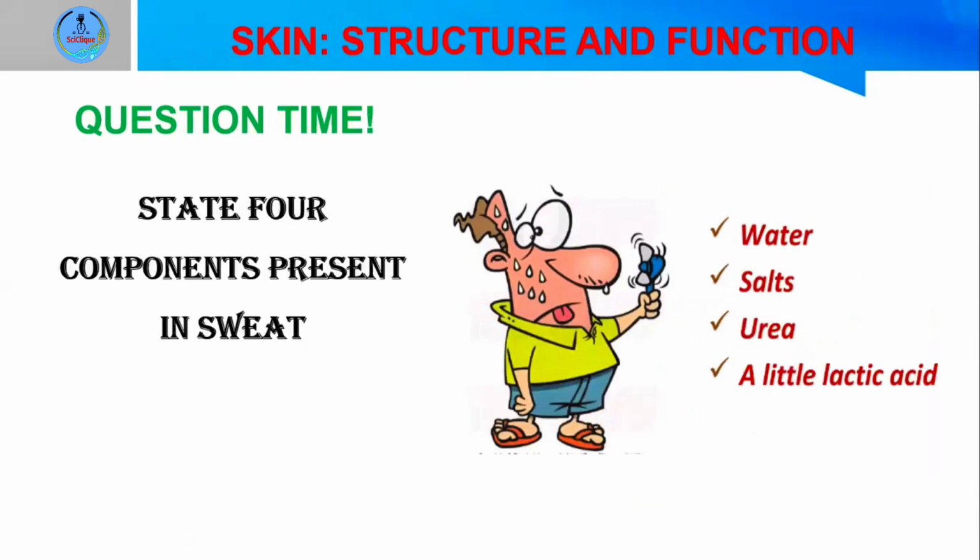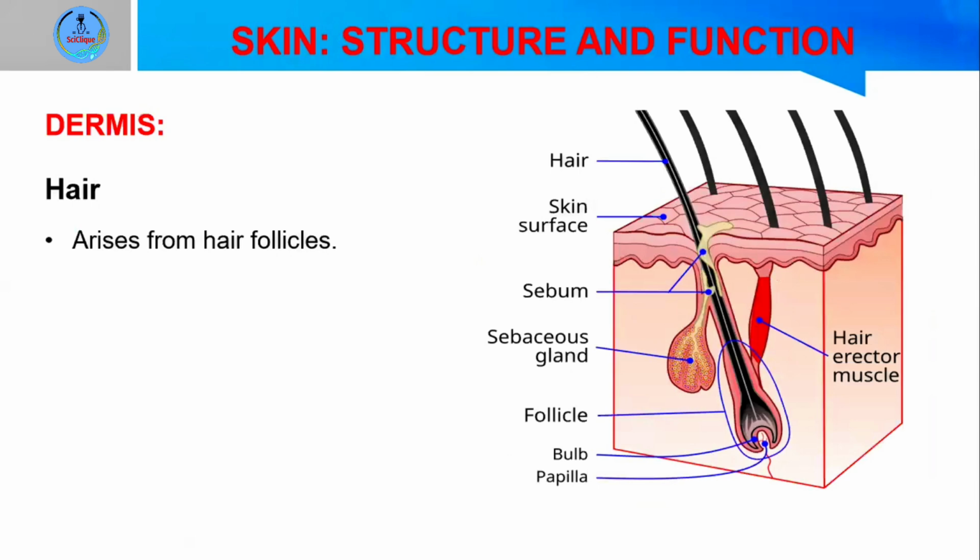Now, moving on to the next structure, hair. Now, hair arises from the hair follicles. So the hair follicles are deep within the dermis. So this is the hair shaft. And as you can see, it has passed across, it's above the skin surface as such.